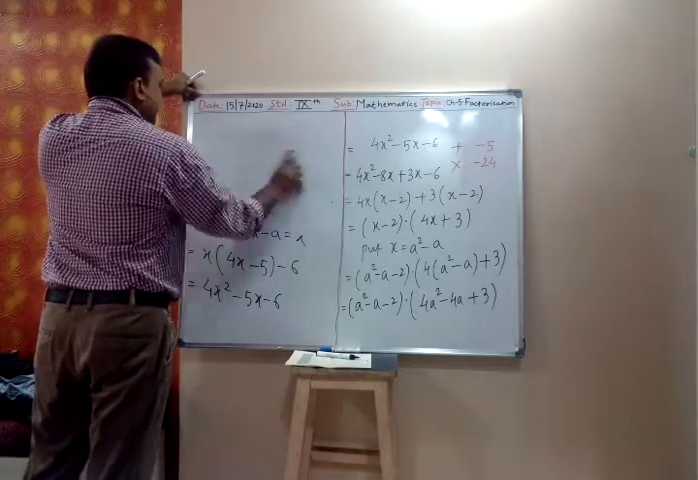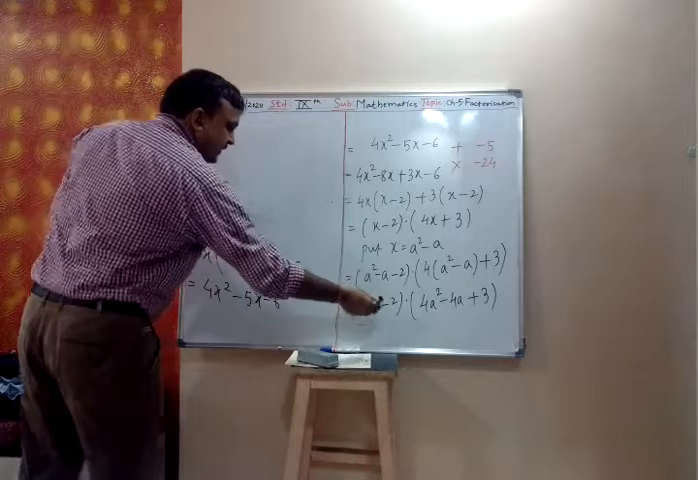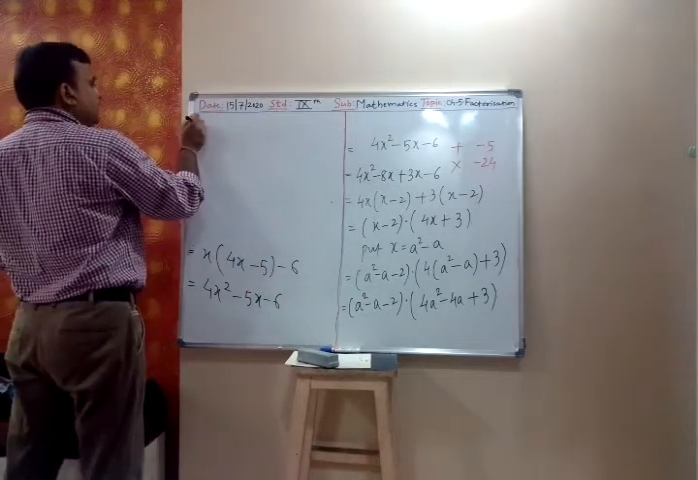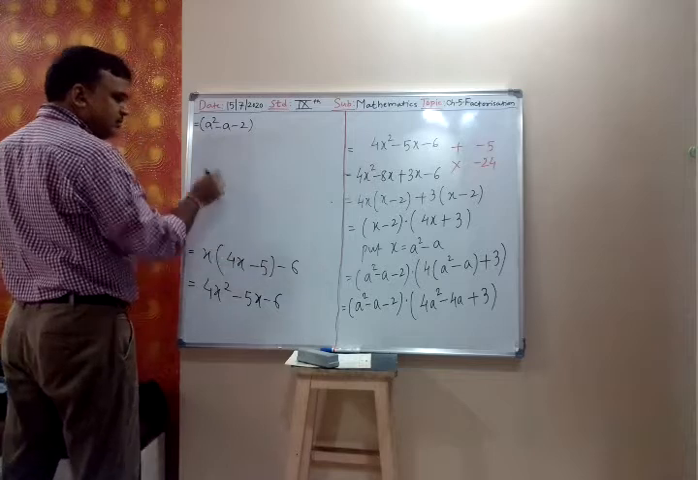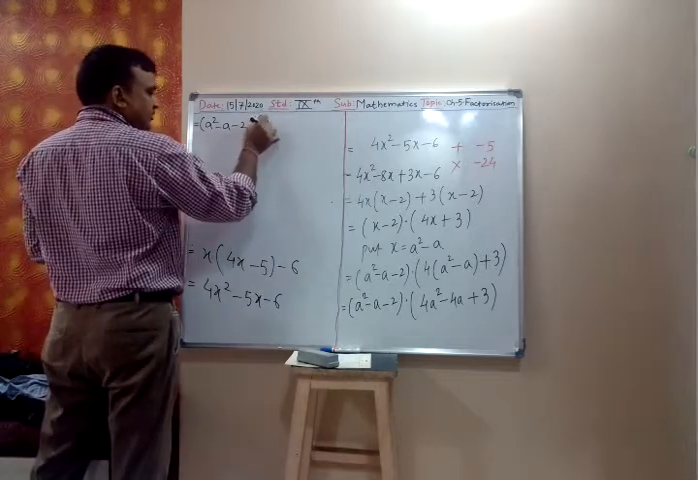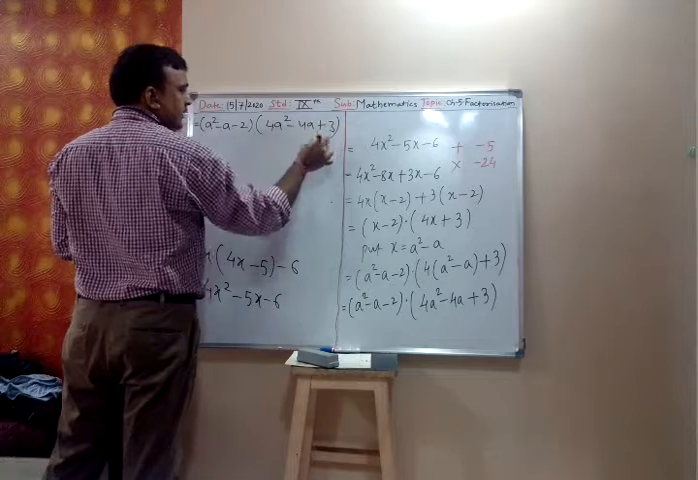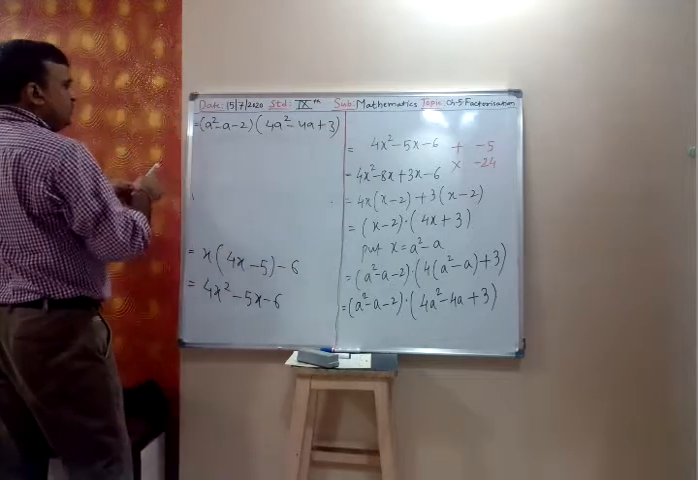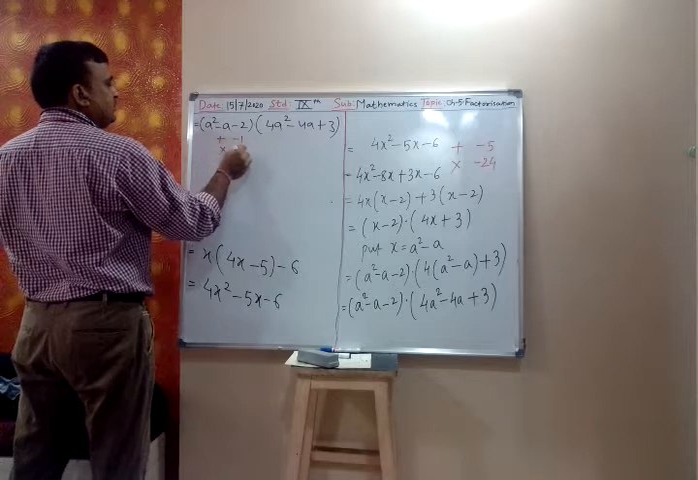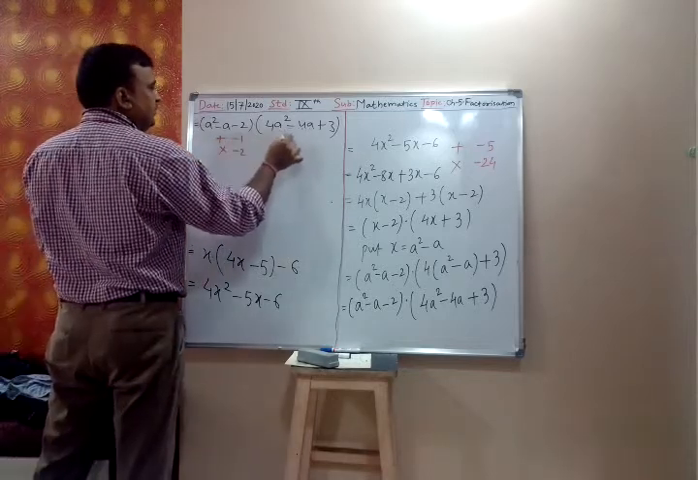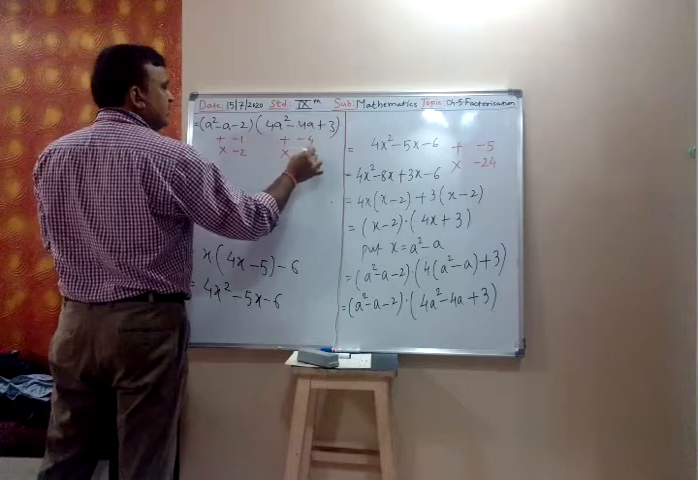So now this is a square minus a minus 2. I am writing the same step here. A square minus a minus 2. You don't write, but I am writing because I have to explain. Into 4a square minus 4a plus 3. Now both are quadratic. So find two numbers whose sum is minus 1 and multiplication is minus 2. Second, find two numbers whose sum is minus 4 and multiplication is 4 into 3, 12.